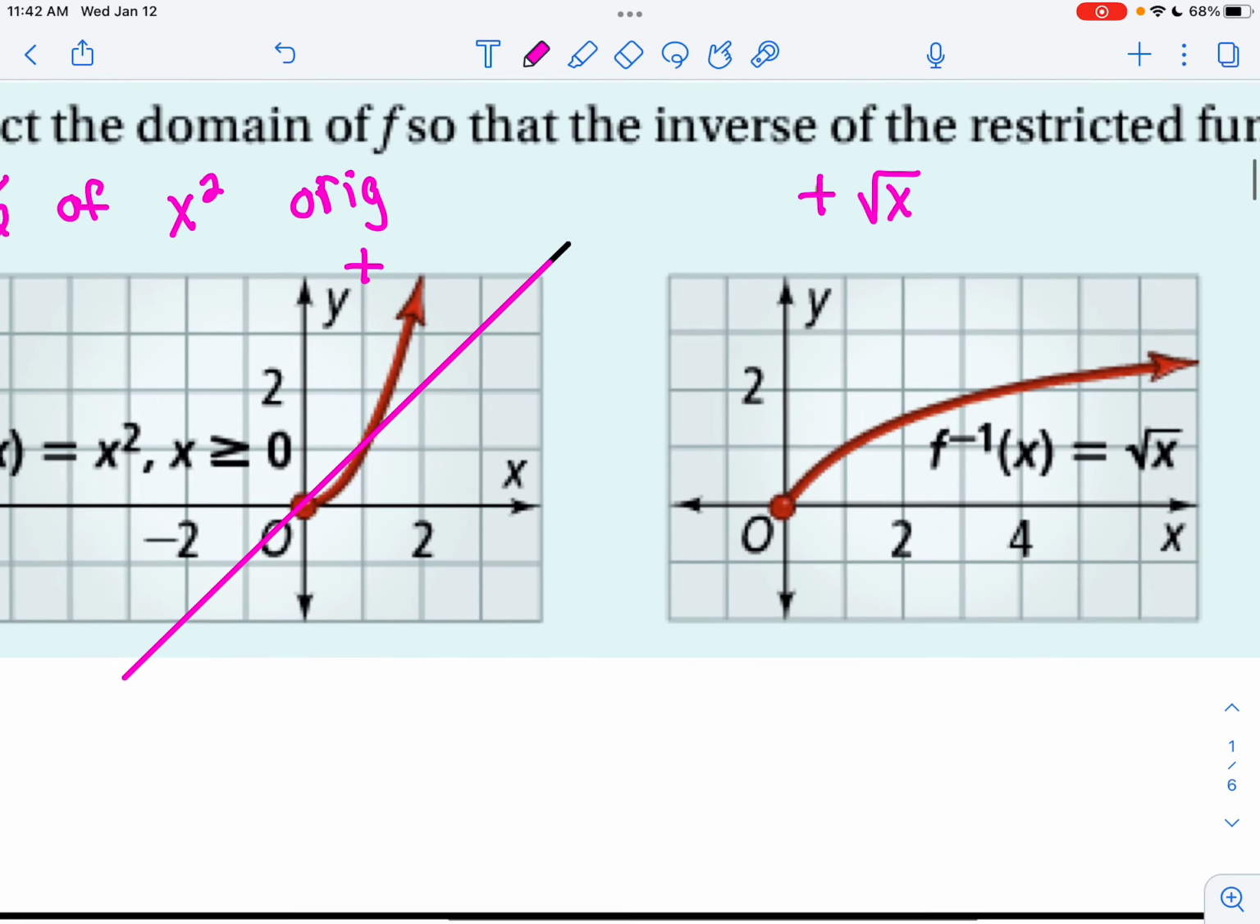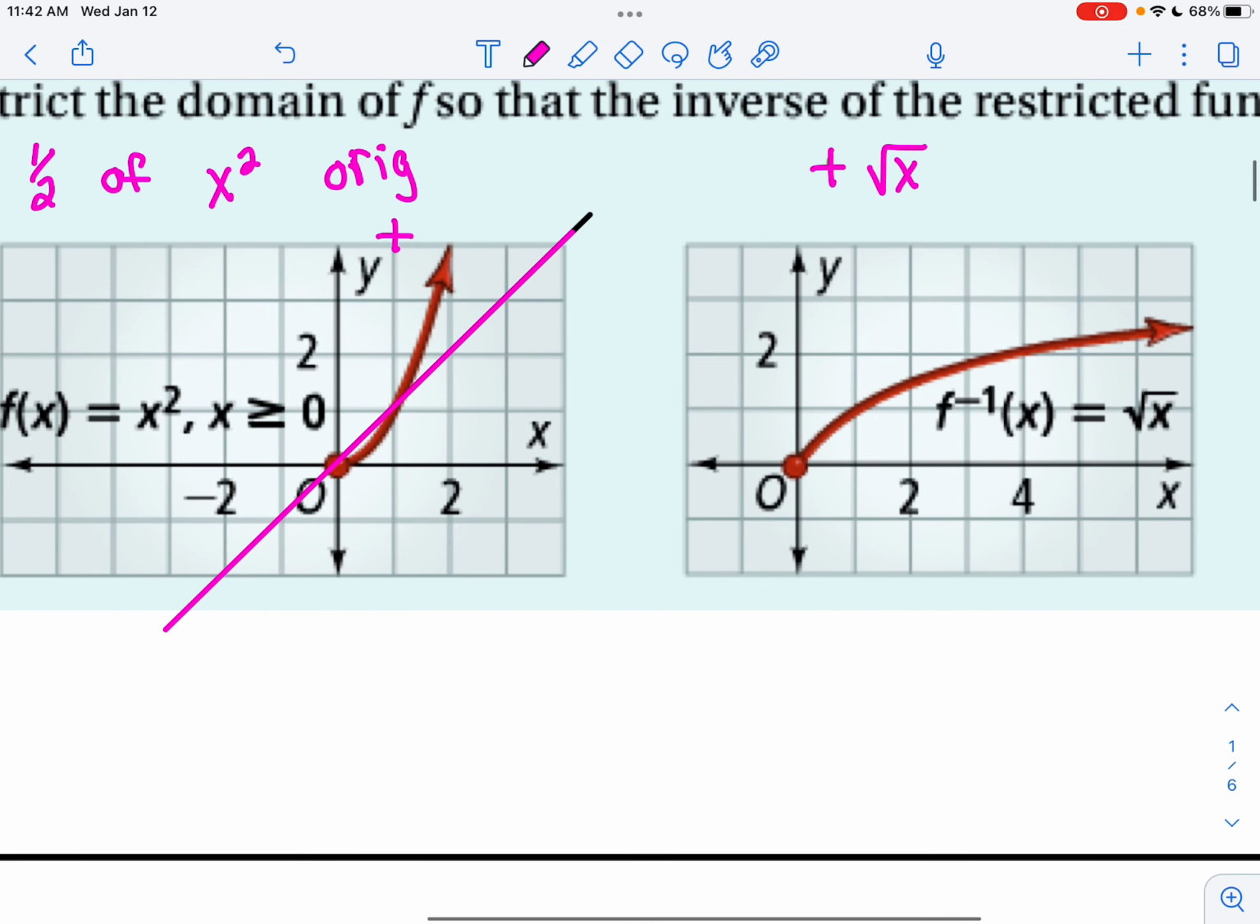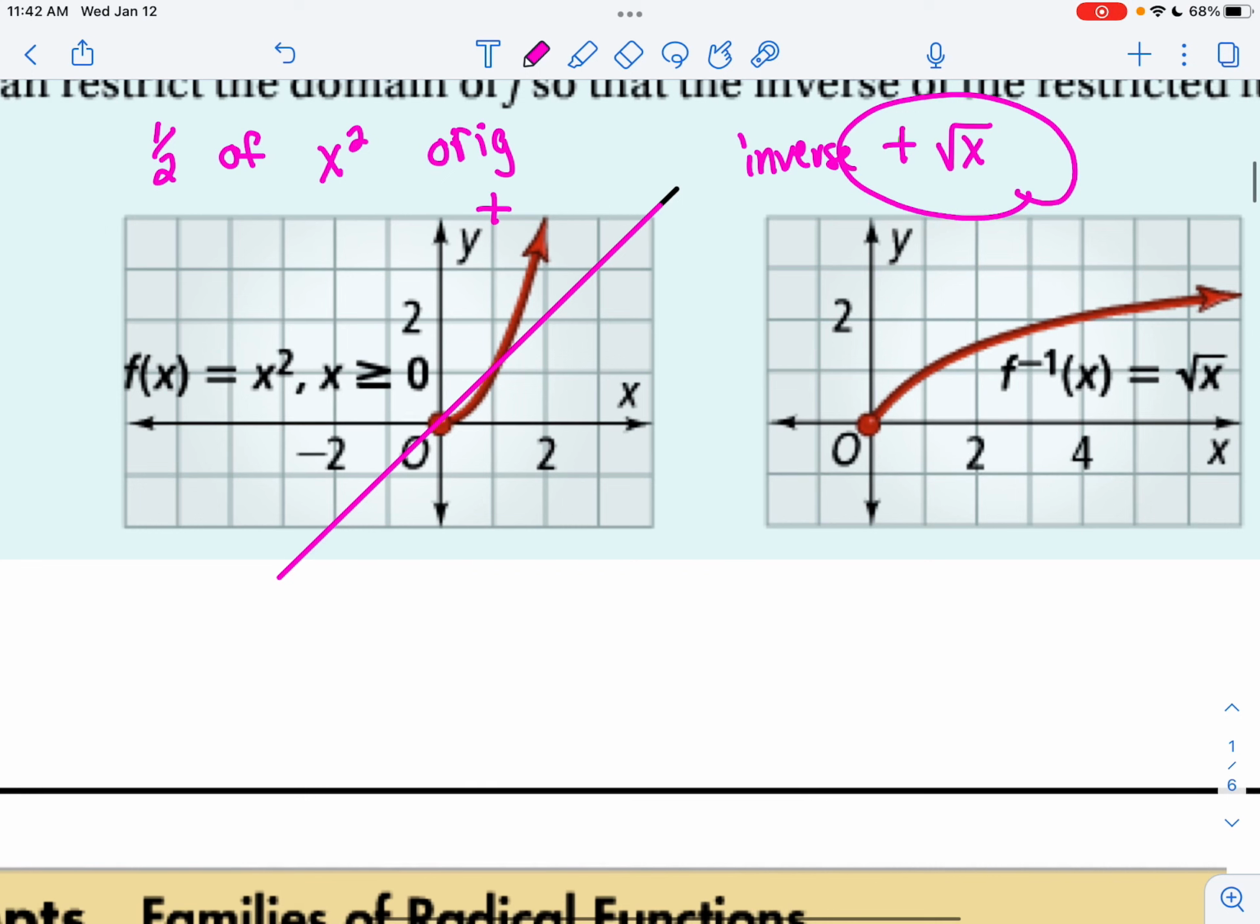So what I need you to understand, the essential understanding, is that a square root graph is the inverse of half of a restricted domain of a parabola. Now we'll go ahead and go to the next video so you can participate with the live class.